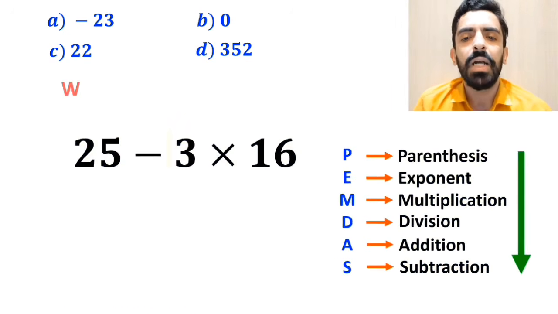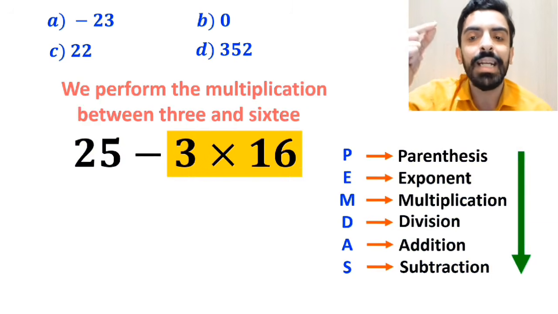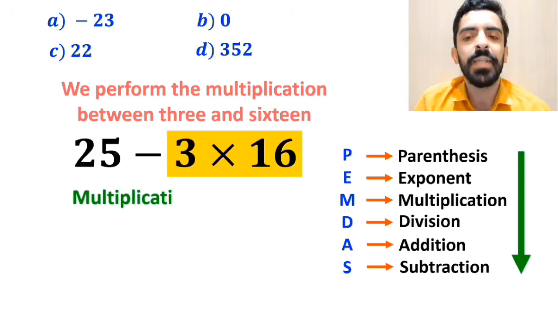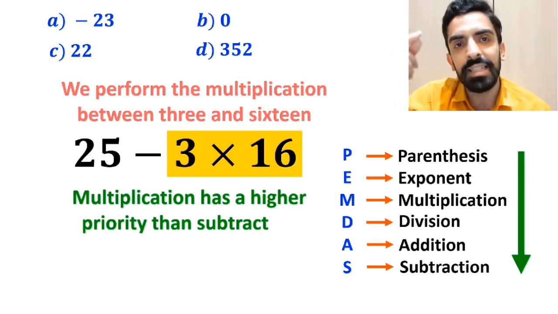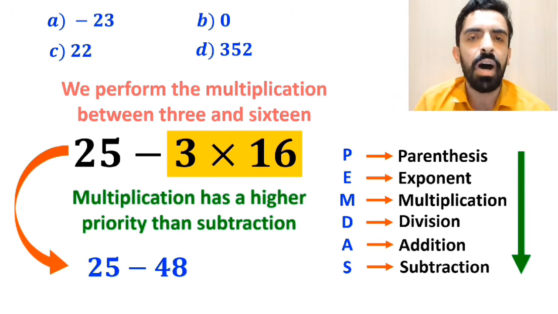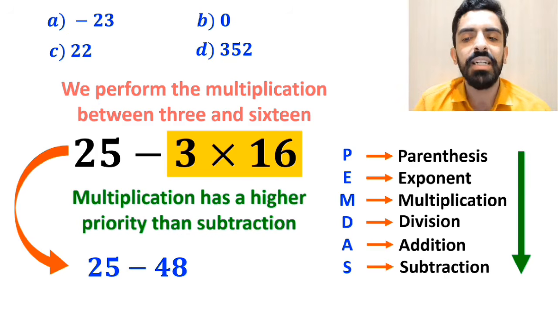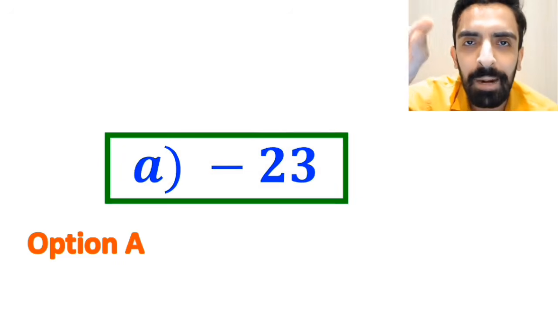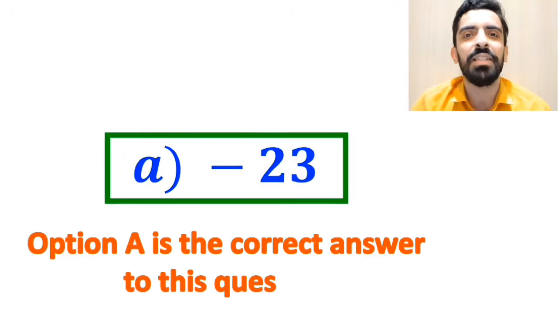And the final step, we perform the multiplication between 3 and 16 because multiplication has a higher priority than subtraction. So, this expression simplified to 25 minus 48, which finally gives us the answer negative 23. That's great. Option A is the correct answer to this question.